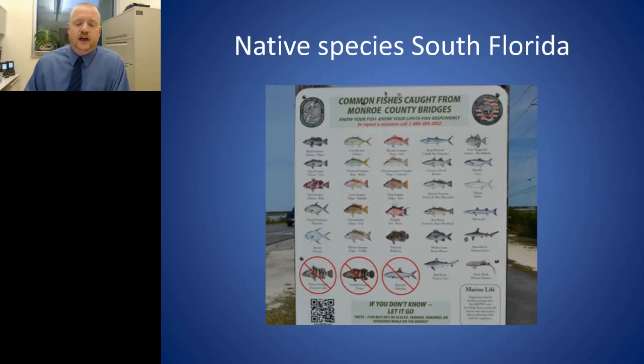So there's lots and lots of native species, at least in South Florida, that can be used for research in an outdoor facility. And so it's important to know what exactly is in your area and try to use those species, or try to encourage researchers to use those species.